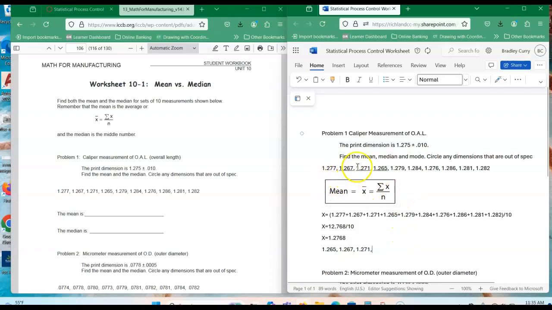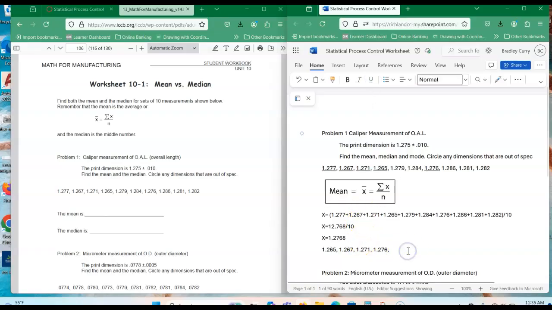Next is going to be from, so I got 1.277, but over right here I got 1.276 first. So let's go ahead and underline that. 1.276. After that, then comes the 1.277.